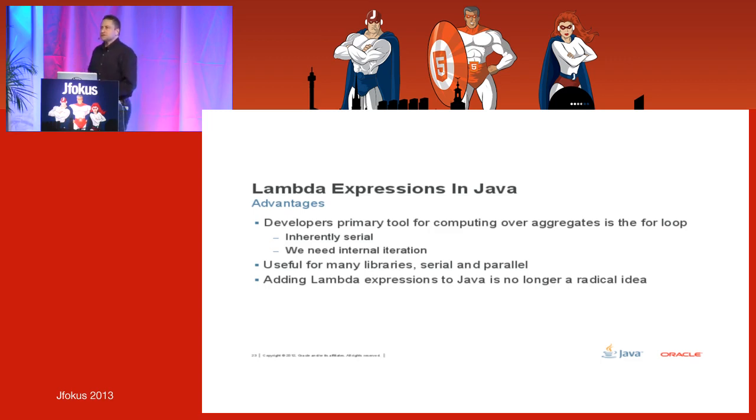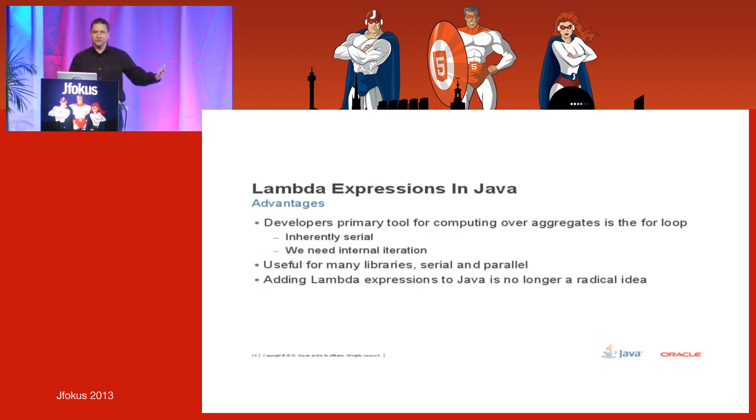So Lambda expressions in Java have a number of advantages because currently the way that we handle aggregates in processing, which is groups of data, groups of objects, is through a for loop. That's typically the way that we process things. Because that is inherently serial, we have a problem in terms of making it parallel. We need a different approach in order to simplify how we do these kinds of things. So we need some sort of internal iteration.